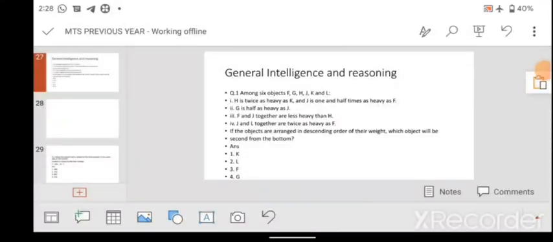Let's continue with the reasoning questions. So first question, among 6 objects F, G, H, J, K and L, H is twice as heavy as K and J is 1.5 times as heavy as F. G is half as heavy as J. F and J together are less heavy than H.